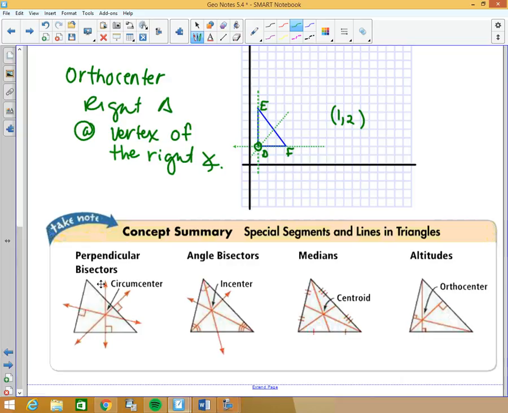So if we look at this one, we notice that the point of concurrency for all the perpendicular bisectors is the circumcenter. The point of concurrency for all the angle bisectors is the incenter. The point of concurrency for all the medians is the centroid, and the point of concurrency for all the altitudes is the orthocenter. So be sure and study those for your vocabulary quiz as well as your test on next Monday.